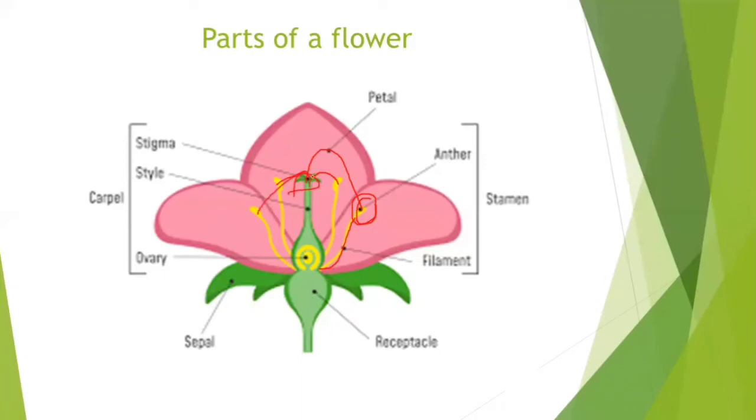The stigma attaches the pollen grains. The stigma is over here, the sticky substructure. All the pollen grains come and just stick over here. After they stick, the style, a tube-like part in the flower, pushes the pollen grains down to the ovary. This is the ovary. It goes inside the ovary, and there are ovules which contain female gametes, which then combine with the male gametes and become seeds, or slowly start growing into a fruit.